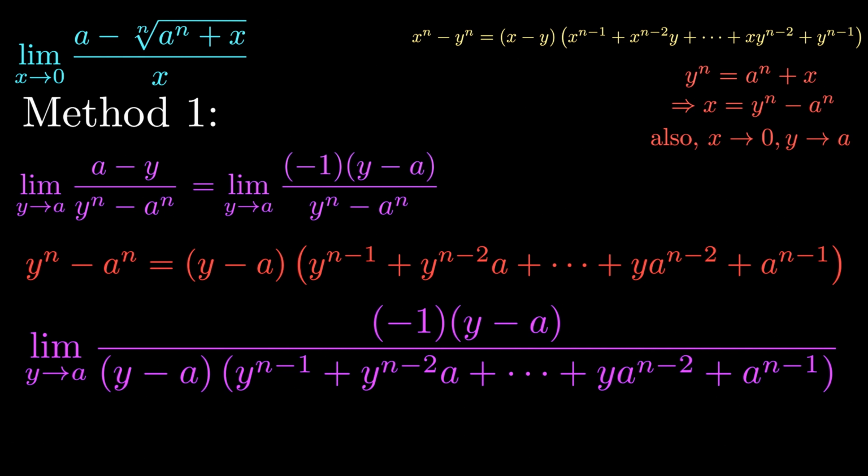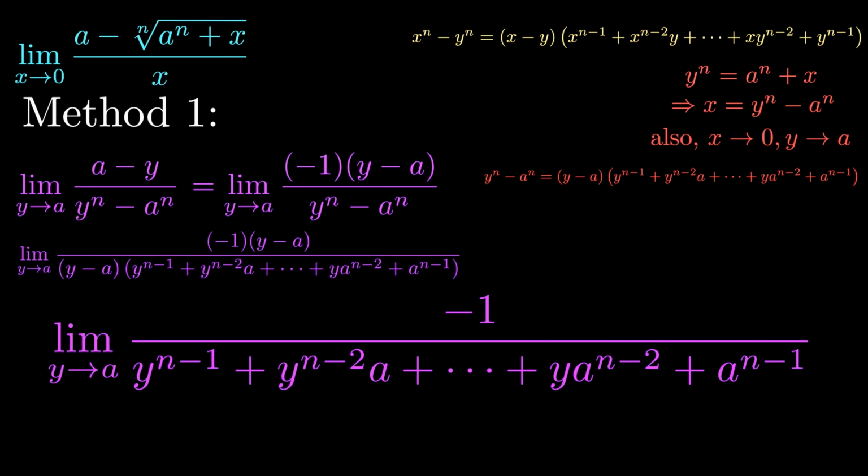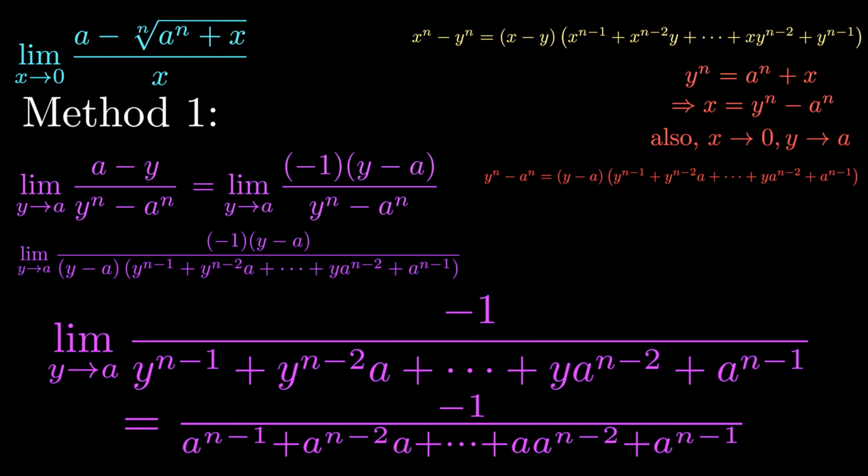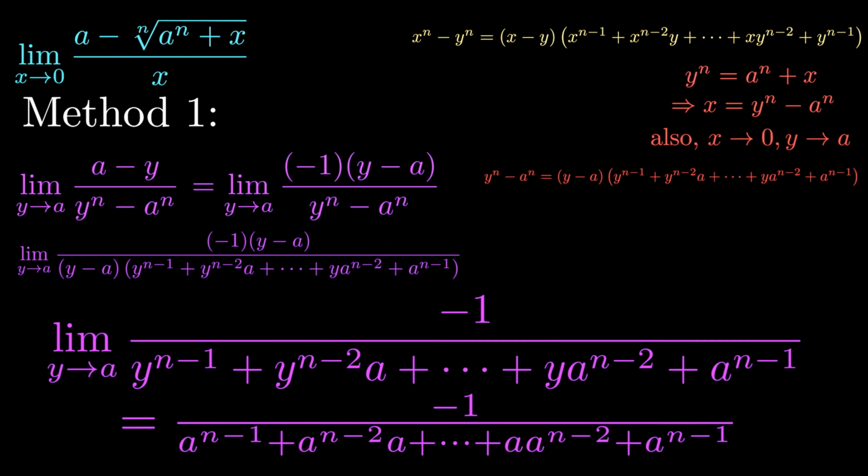Now substituting this expression into our limit for our denominator, we're left with the following limit, where we have a y minus a in the numerator and a y minus a in the denominator, which we can go ahead and cancel. And we're left with the limit as y goes to a of minus 1 divided by y raised to n minus 1 plus y raised to n minus 2 multiplied by a, plus so on and so forth, plus y multiplied by a raised to n minus 2 plus a raised to n minus 1. And if we just let y tend to a, we're left with the following.